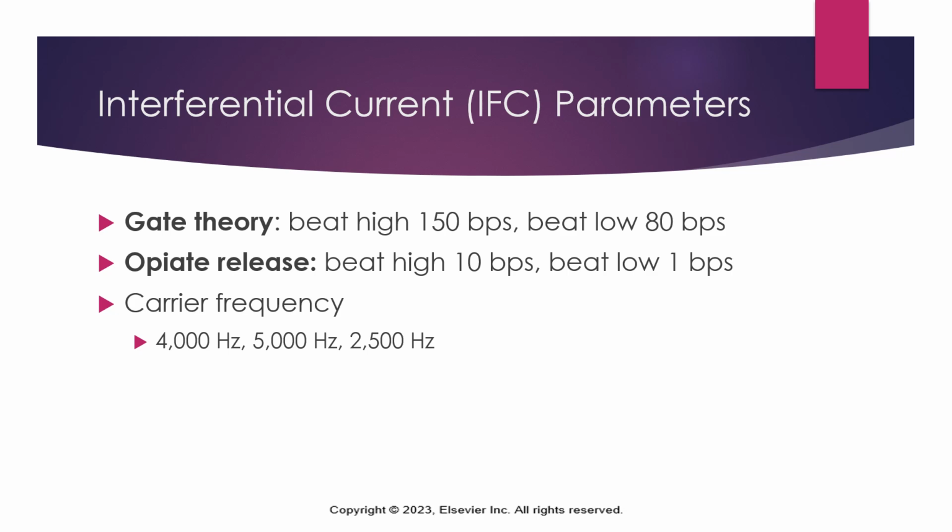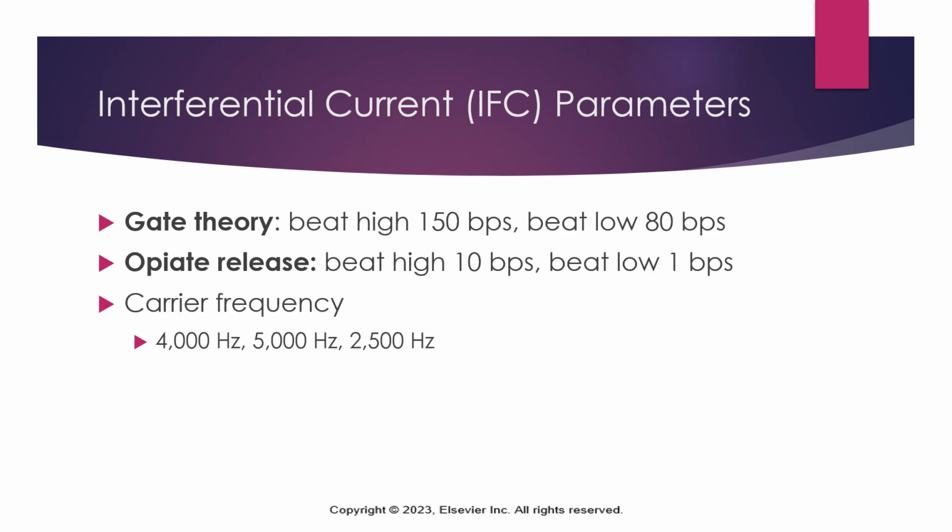Okay, so now let's look at interferential current IFC parameters. So I have those two different theories of pain control, the gate theory and the opiate release theory. We're going to set different parameters to try to get either all sensory, kind of for that acute pain, or all opiate release, kind of maybe some muscle twitching, also sensory, but for that chronic pain. So let's look at the gate theory of pain control first and those parameters.